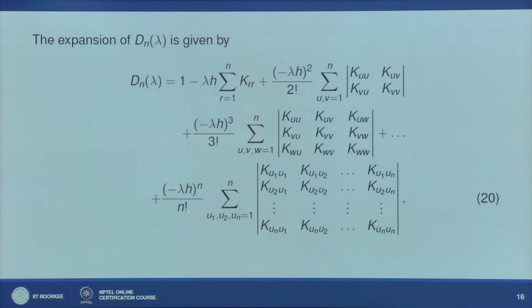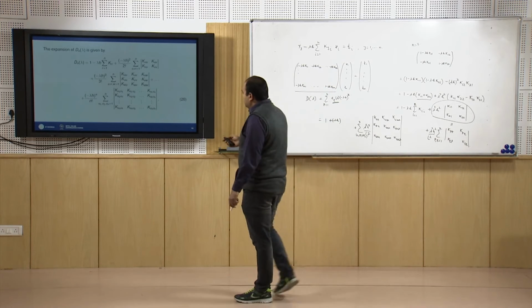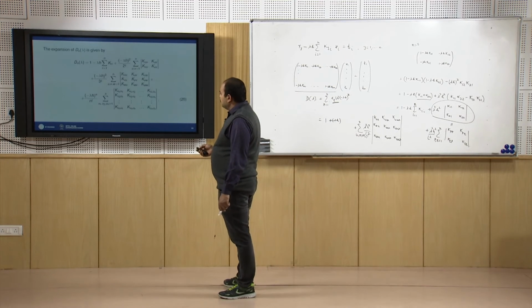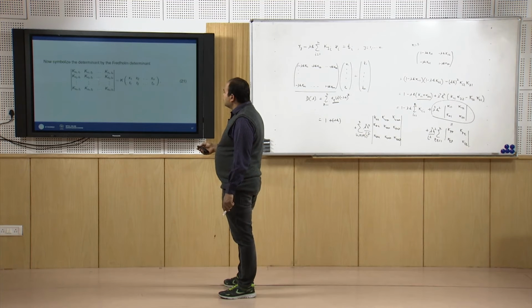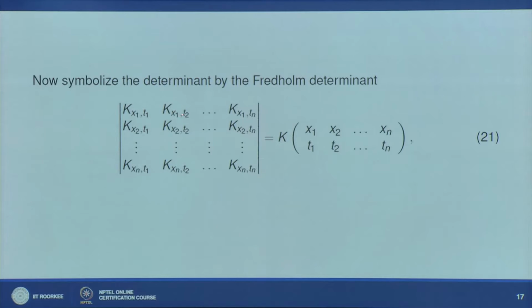So in general you can write that the nth term is given as minus lambda h to the whole power n divided by factorial n, which is the number of permutations available for u1 to un, times the determinant k u1 u1, k u1 u2, and so on. So this is the expansion of dn lambda in terms of powers of minus lambda h. If we take this and use the short form for it, here we use this terminology: k x1 t1, k x1 t2, k x1 tn.